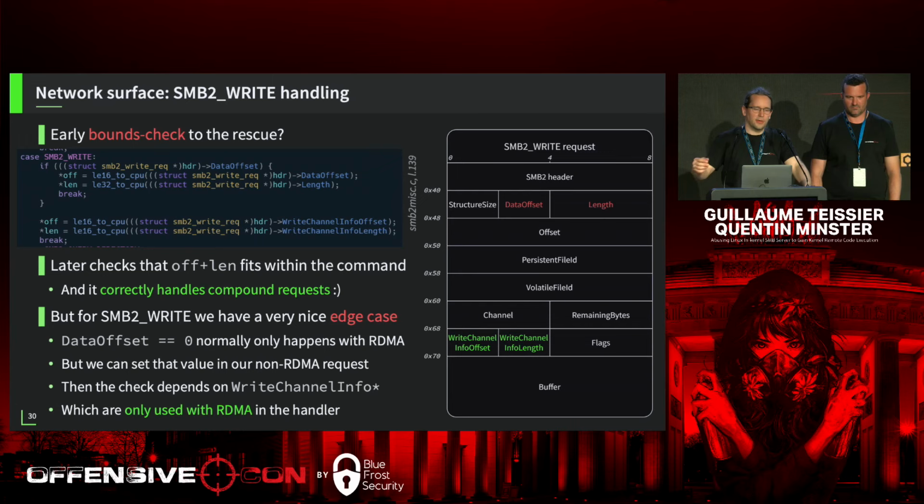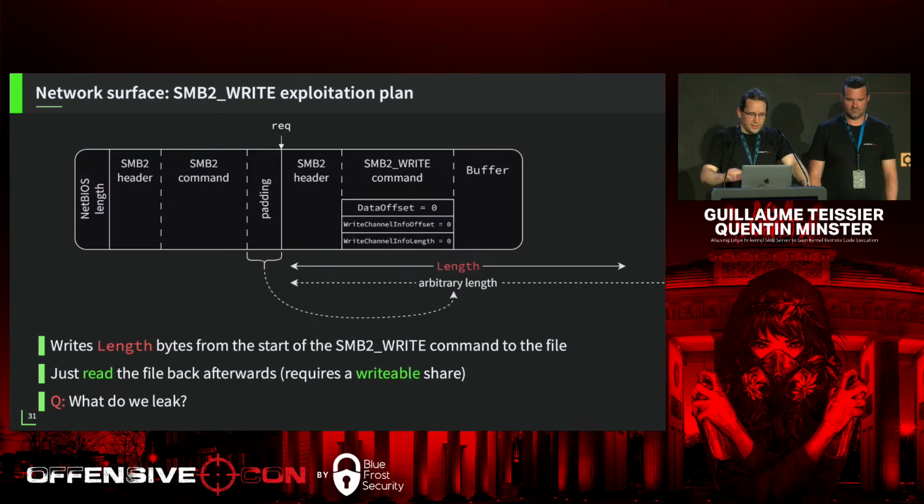Those fields are used for RDMA transports. That's the offset and length of the channel information for RDMA. But those fields are not used when doing the actual handling of the write command in the SMB2 write handler. So if we set data offset to 0 and those fields to 0, we will pass the initial bounce check and we'll just get back to the check we saw earlier, which will parse the length from the arbitrary padding that lays between two commands.